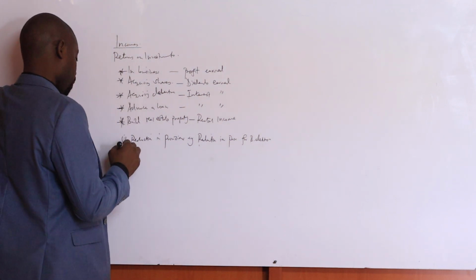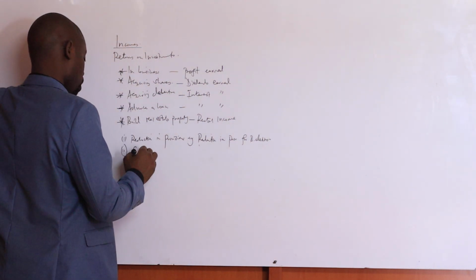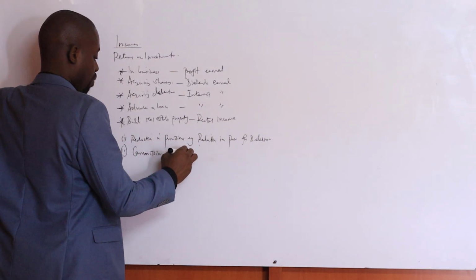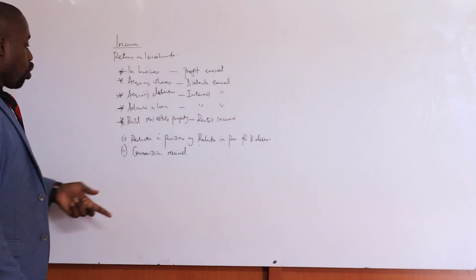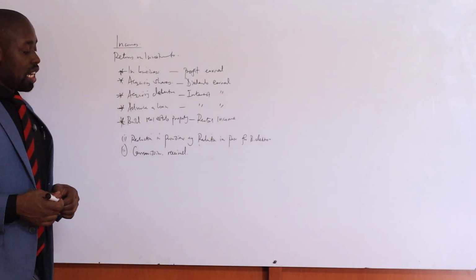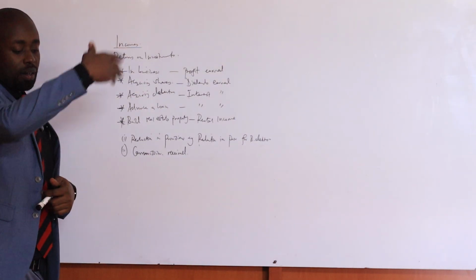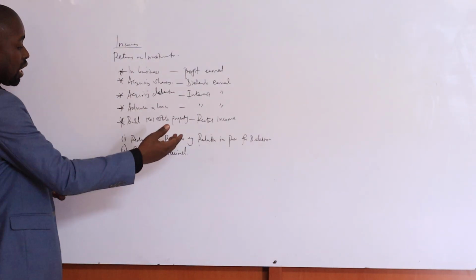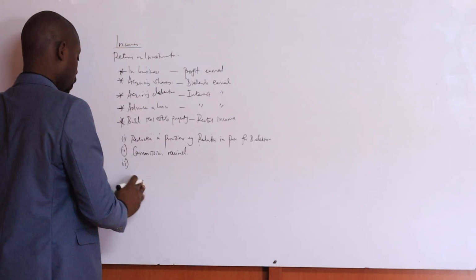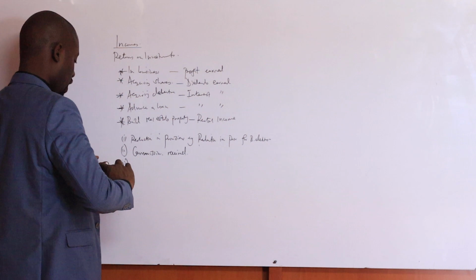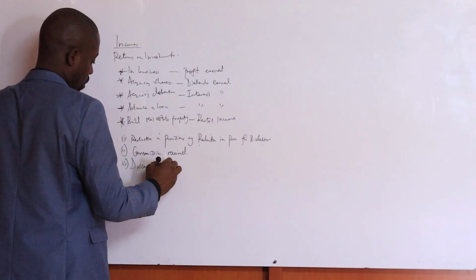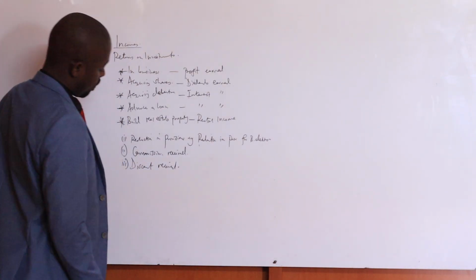We have got commission received. If you receive any commissions, like for insurance companies, they usually receive commissions when they do what we call reinsurance. When they transfer insurance business to other firms, they earn what we call commission. To them it is an income. We have also, when you buy goods and the price is reduced, you are given what you call what? Discount. So discount received is also another form of income.